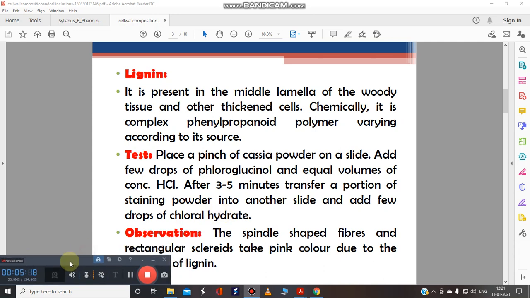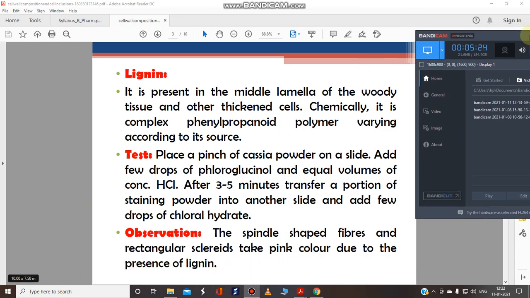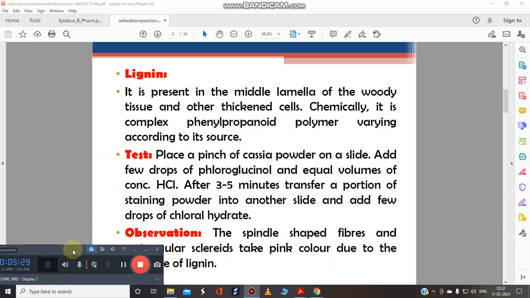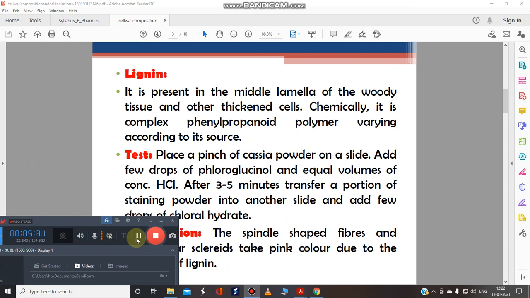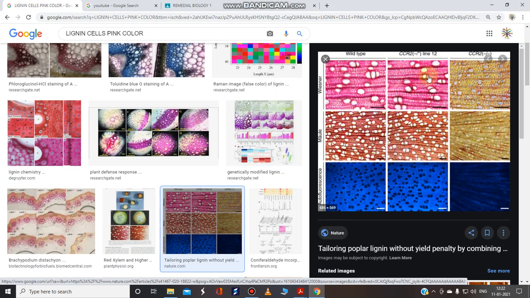Okay, and the observation: when you observe it under the microscope, what you will see is a rectangular pink color due to the presence of lignin. So different types of rectangular grids will be seen under the microscope with pink color. I'll show you the photograph. As you can see, these pinkish segments are lignin. We can say they are lignified cells.